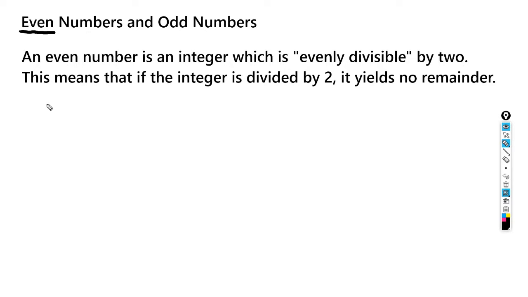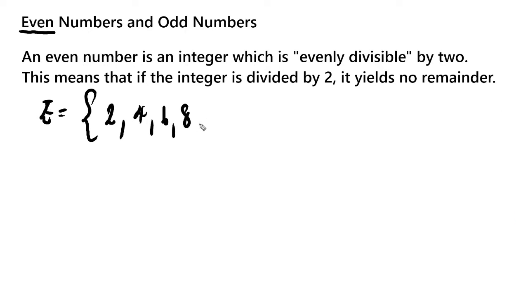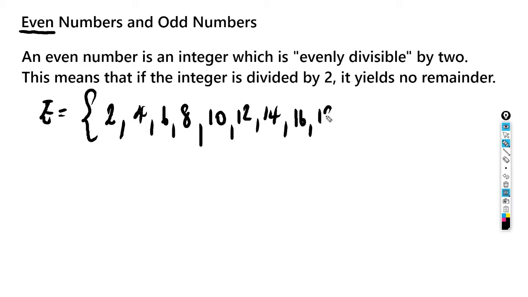So let's look at this, okay? Let's start with the even number set. Let's call it E, okay? And so we'd obviously start with 2, right? 2 is divisible by 2, then 4, then 6, then 8, then 10, 12, 14, 16, 18, 20, 22, 24, 26, and so on, right? And it goes on forever, right? So this is a set of even numbers. All these numbers are divisible by 2, and obviously it would go on to 28, 30, and so on, right?